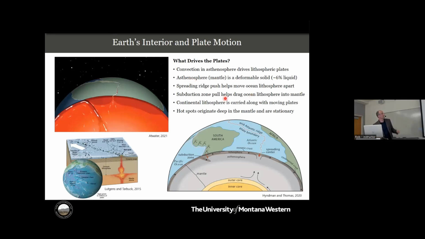So convection in the asthenosphere drives the plates. And it's helped by two other processes. At the spreading ridges, here's a spreading ridge right here, the one separating South America from Africa, along that spreading ridge, there's push that is occurring. So the spreading ridge, as it pulls apart, is expanding up, and that's generating topography. That topography helps to push the rock away as it falls off that topography.